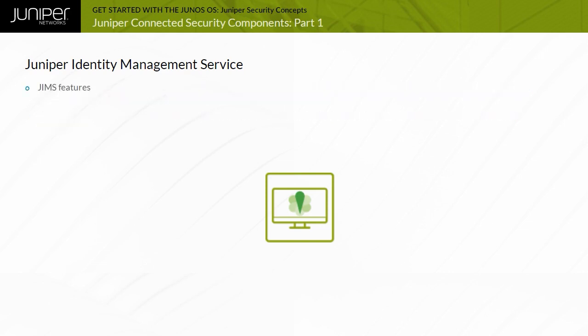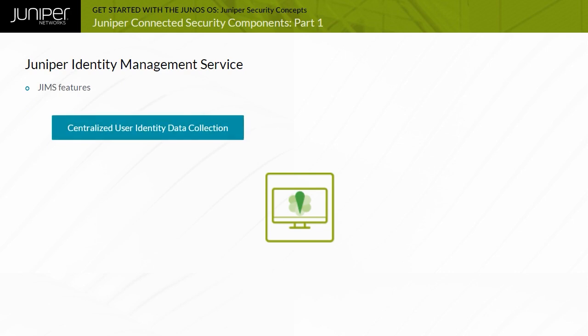The features of JIMS are: centralized user identity data collection. JIMS provides a scalable service that can take over user identity data collection from Microsoft Active Directories, domain controllers, and Exchange servers, serving as a single centralized data collection source for SRX series devices.